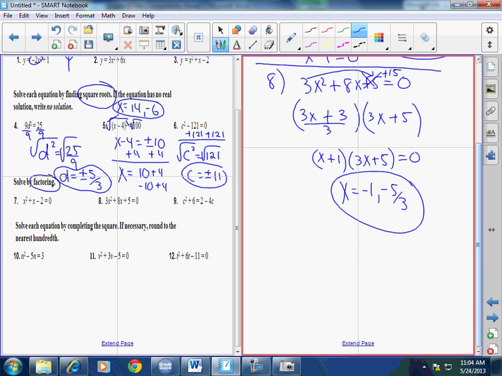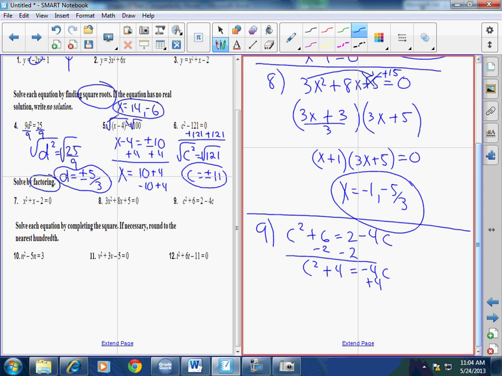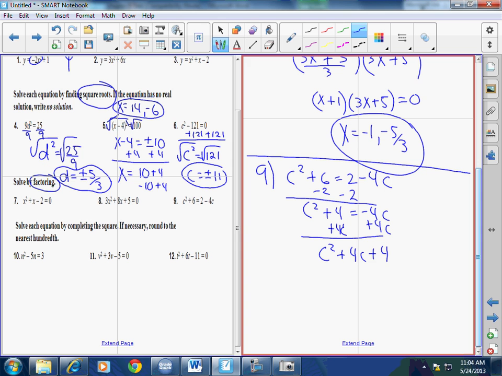Okay? For number 9, I've got c squared plus 6 equals 2 minus 4c. Some of you actually tried to factor it in that format. I don't know how that's possible because I have begged you to always turn it into a trinomial. So you must subtract 2 from both sides. C squared plus 4 equals negative 4c. Add 4c to both sides. And then this is going to be c squared plus 4c plus 4 equals 0.